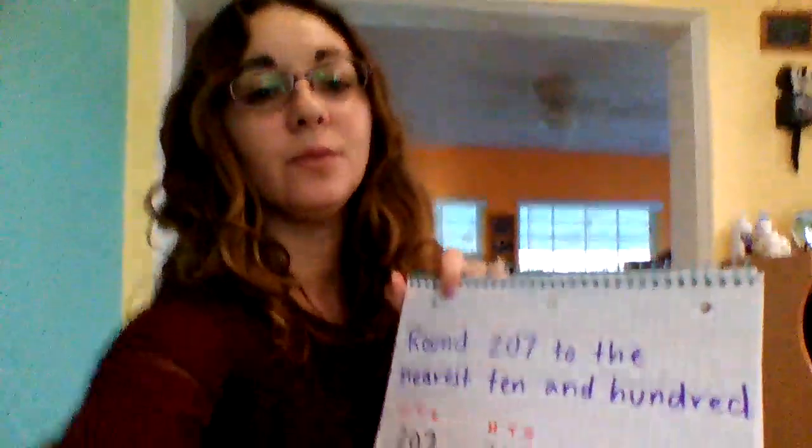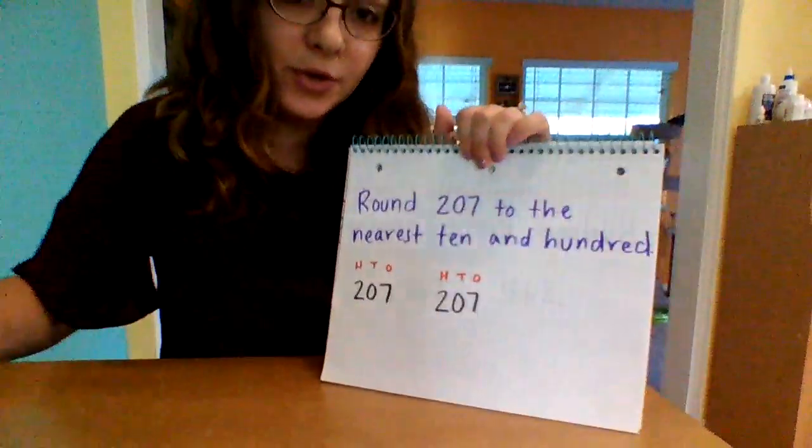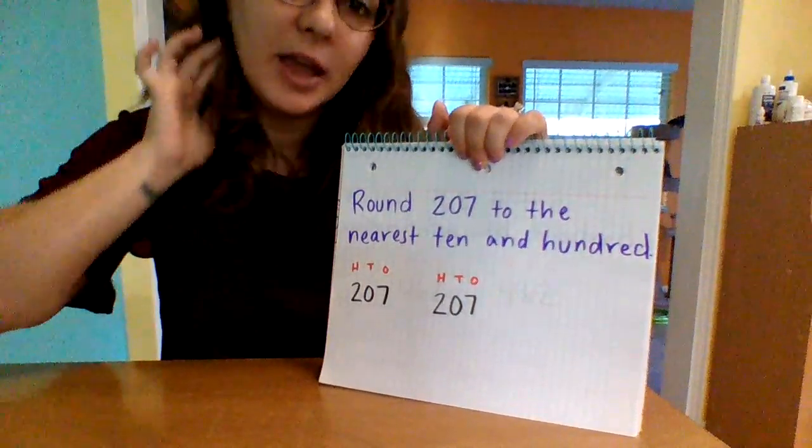And today you're going to practice rounding one number to both place values, because it's possible to round a single number to the tens or the hundreds. That's why reading is so important. So let's take a look at the first example. Round 207 to the nearest 10 and 100.